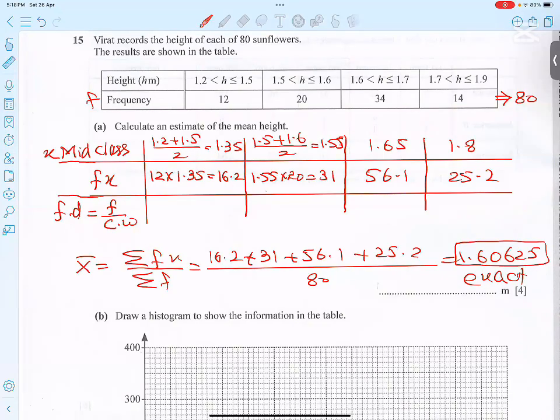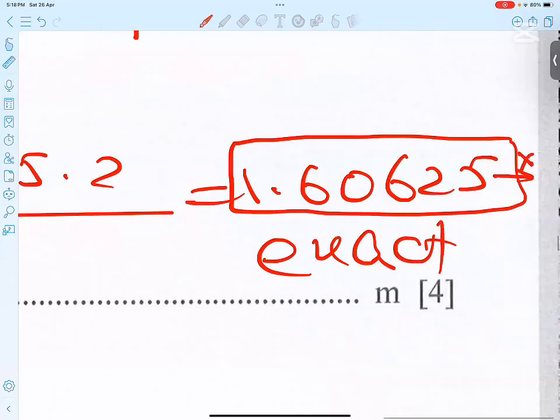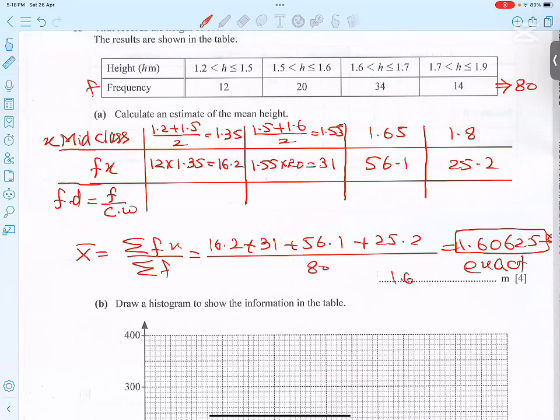I repeat my words. After 25, we have nothing in my calculator. So that is why this is called exact. And when you get an exact answer, don't change it. Don't round it, I want to say. This is called an exact answer.